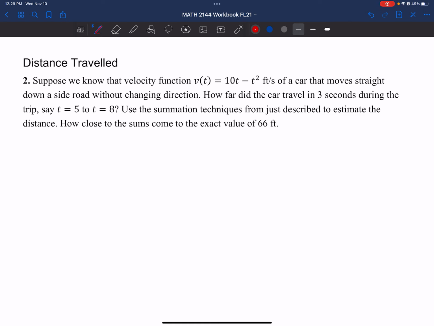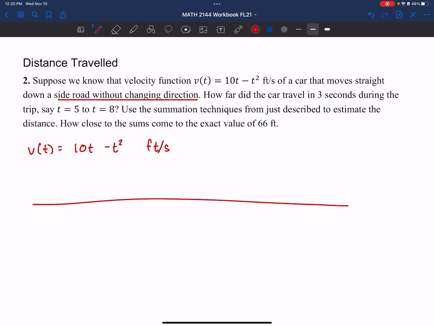All right, let's go through it together. Suppose we know that the velocity function v of t, I'm going to write down this information as I go. So v of t is going to be 10t minus t squared, and the units are feet per second. So this is the velocity function of a car that moves down a straight side road without changing direction.